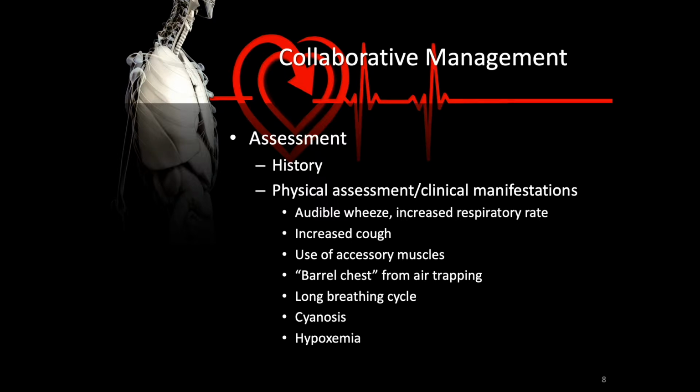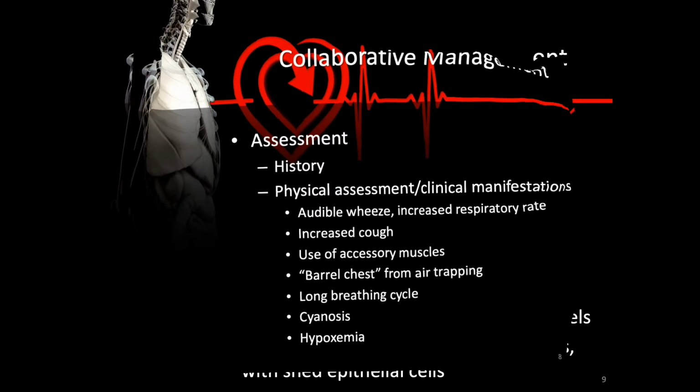Some clinical manifestations from your physical assessment include an audible wheeze and an increased respiratory rate, increased cough, the use of accessory muscles, particularly in more advanced cases of asthma, a barrel chest from air trapping in a person who's been suffering from asthma for a long time, a longer exhalation breathing cycle, signs of cyanosis, and even signs of hypoxemia.